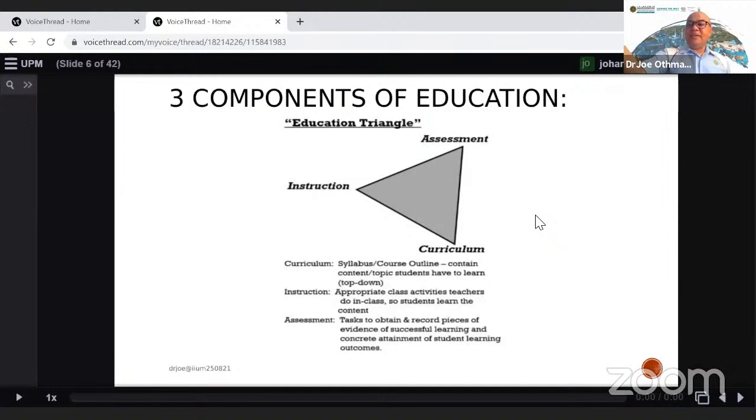Example, from the assessment, you can see that something is wrong with the students. Then we can recheck what happened in the instruction. And from there, if something is not right with the instruction and the assessment, maybe we need to relook at the curriculum. So this is the description. I'm sure you can have a look there. And the next slide would be, if I use the keyword, these are the 3 components of education.